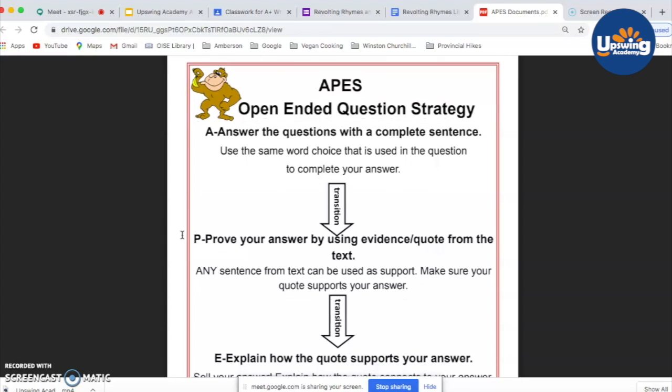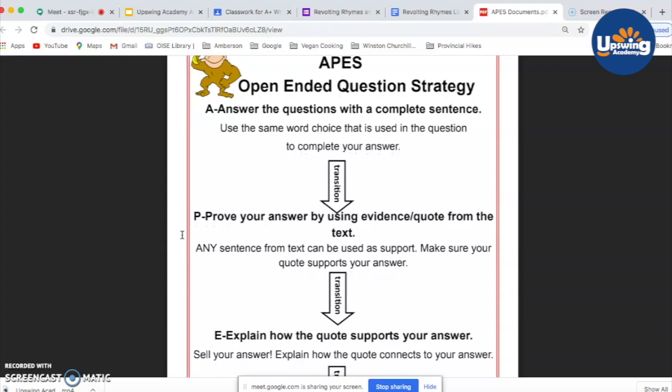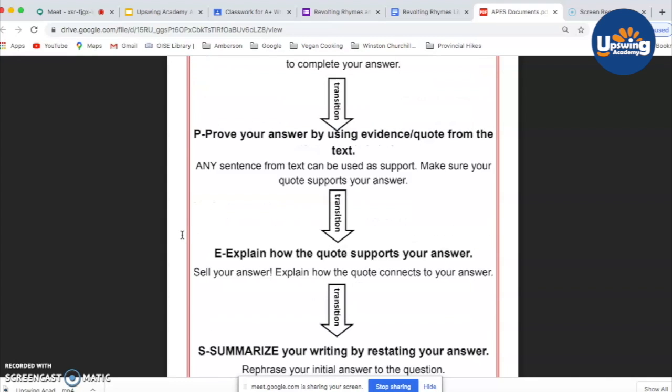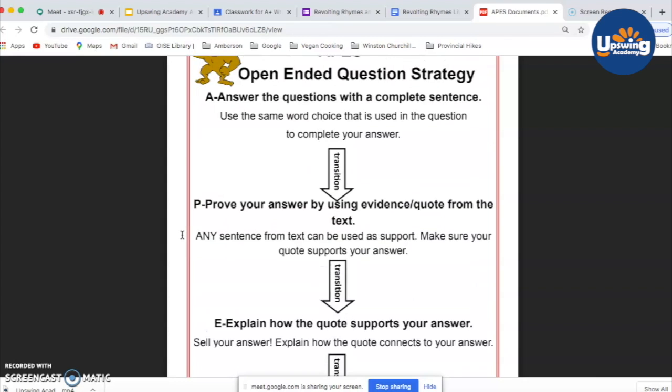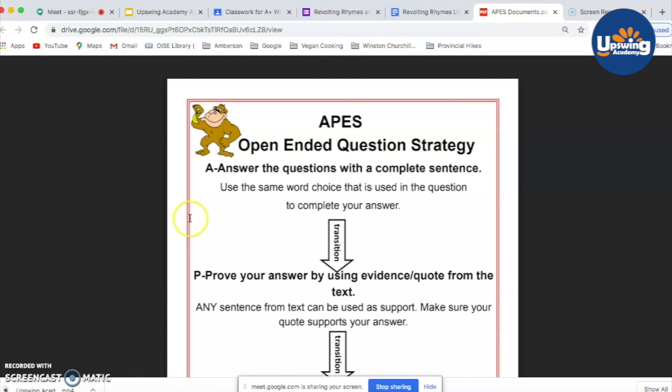We would review this and we would discuss the open-ended question strategy, which actually involves 4 points: A, P, E, and S. We would have a quick discussion about this, and students would hopefully be able to offer feedback on whether they understood.